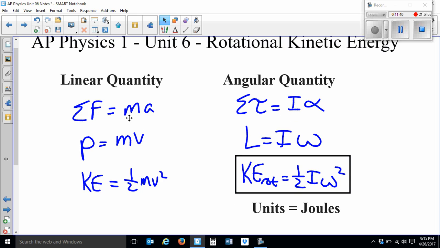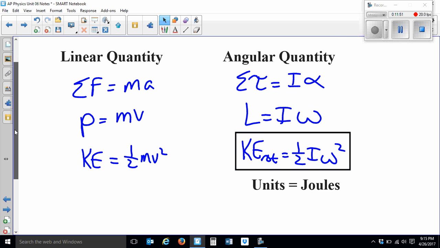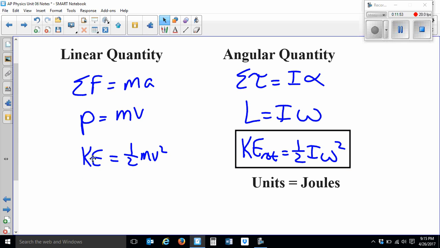L equals I omega. And now we've also got rotational kinetic energy. Again, haven't seen this a lot, but just want to make you aware of it. Kinetic energy, we said, is 1/2 mv squared. Kinetic energy of rotation is 1/2 I omega squared. So if something is rolling down a hill, let's say, or actually let's just make it rolling across a flat surface. Maybe you kick a soccer ball.